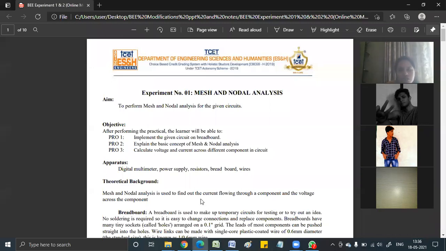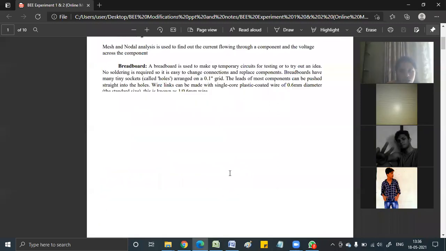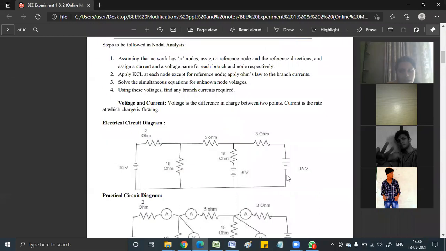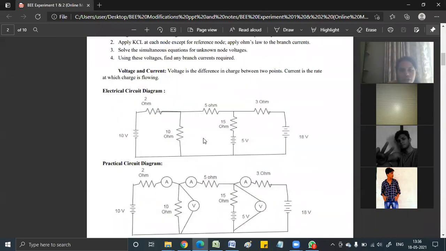Okay. So the first one we did was mesh and nodal. So by using mesh analysis, can you all tell me, this was the circuit that was given to you, right? This was the circuit given, right? So using mesh, you found out what, and using nodal, you found out what. Smita ma'am, please admit the students.